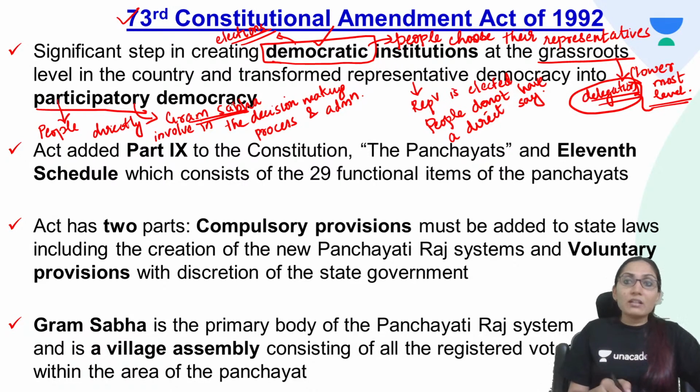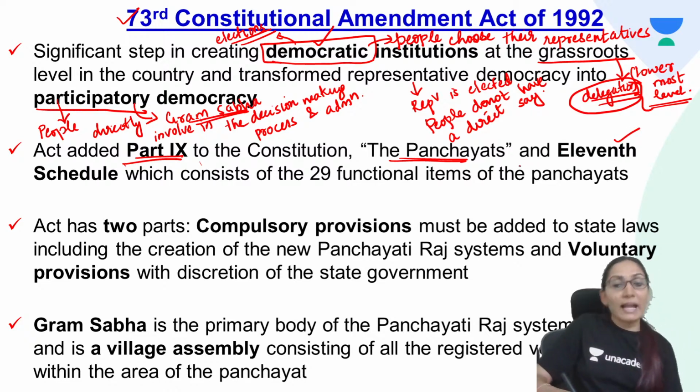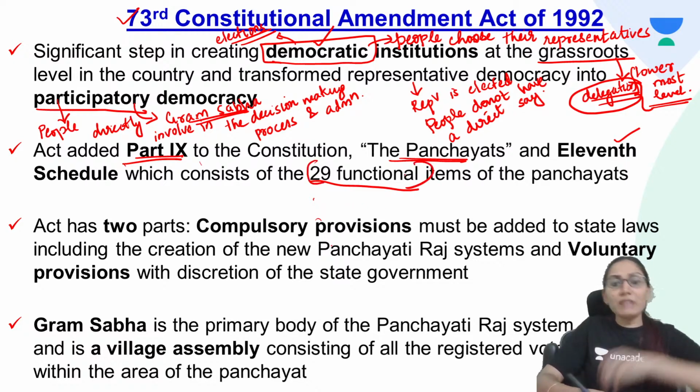The 73rd Constitutional Amendment Act added Part 9 to the Constitution, the Panchayats. So this is the Part 9 and the 11th Schedule. So Part 9 and 11th Schedule was added to the Constitution. The 11th Schedule contains 29 functional items of the Panchayats.